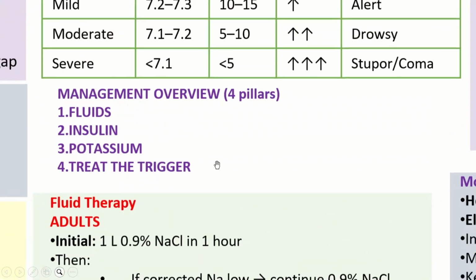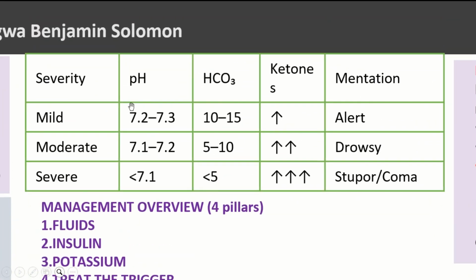Then we can look at the classification. We have the severity. We can say the mild, the moderate, and the severe DKA. So when the pH is between 7.2 to 7.3, that's mild. And the bicarbonate is between 10 and 15, that's also mild. As well as ketones +1. And mentation, most of the time they're alert.